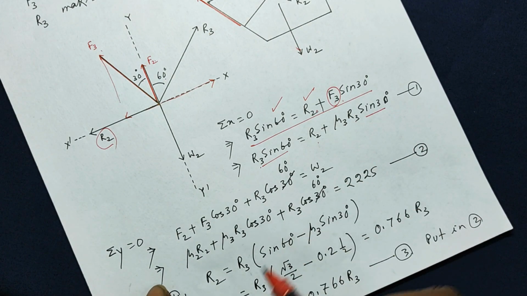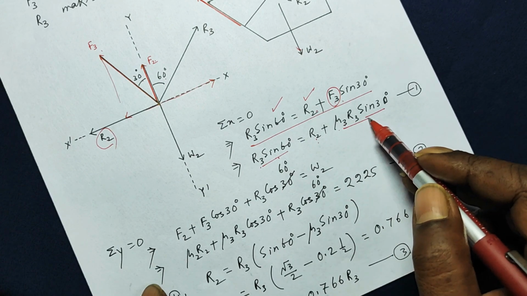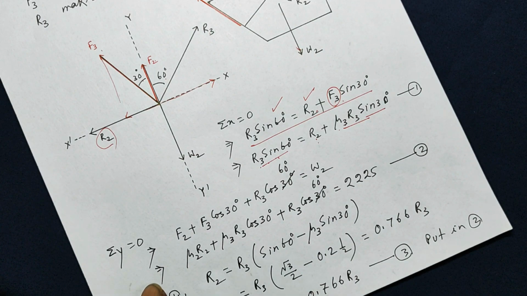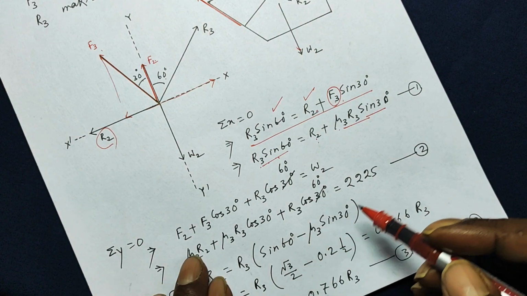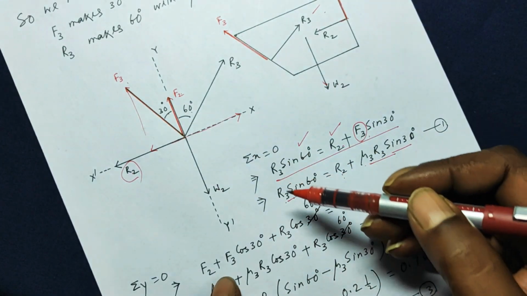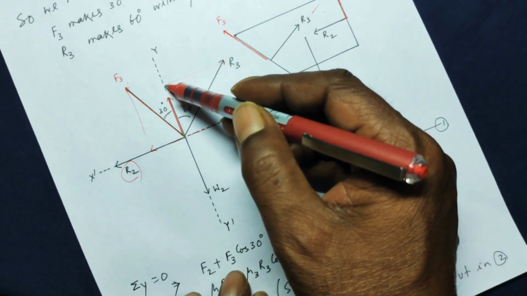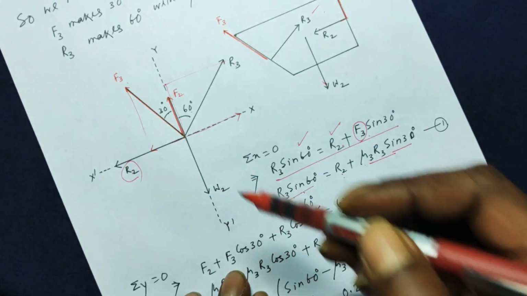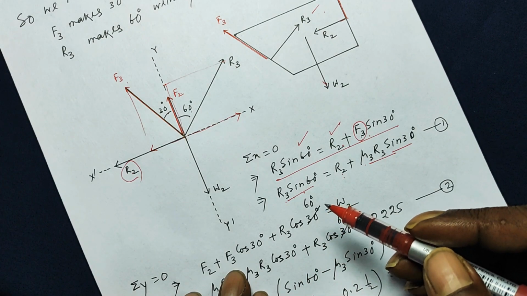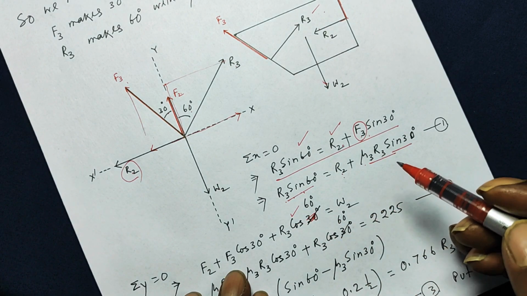Now what we will do here, we will keep R2 on one side, we will take these two to the other side to take R3 common. Now let us apply sigma y is equal to 0. F2 is along positive y-axis. The component of R3, that is this one, will be R3 cos 60, not 30, R3 cos 60.